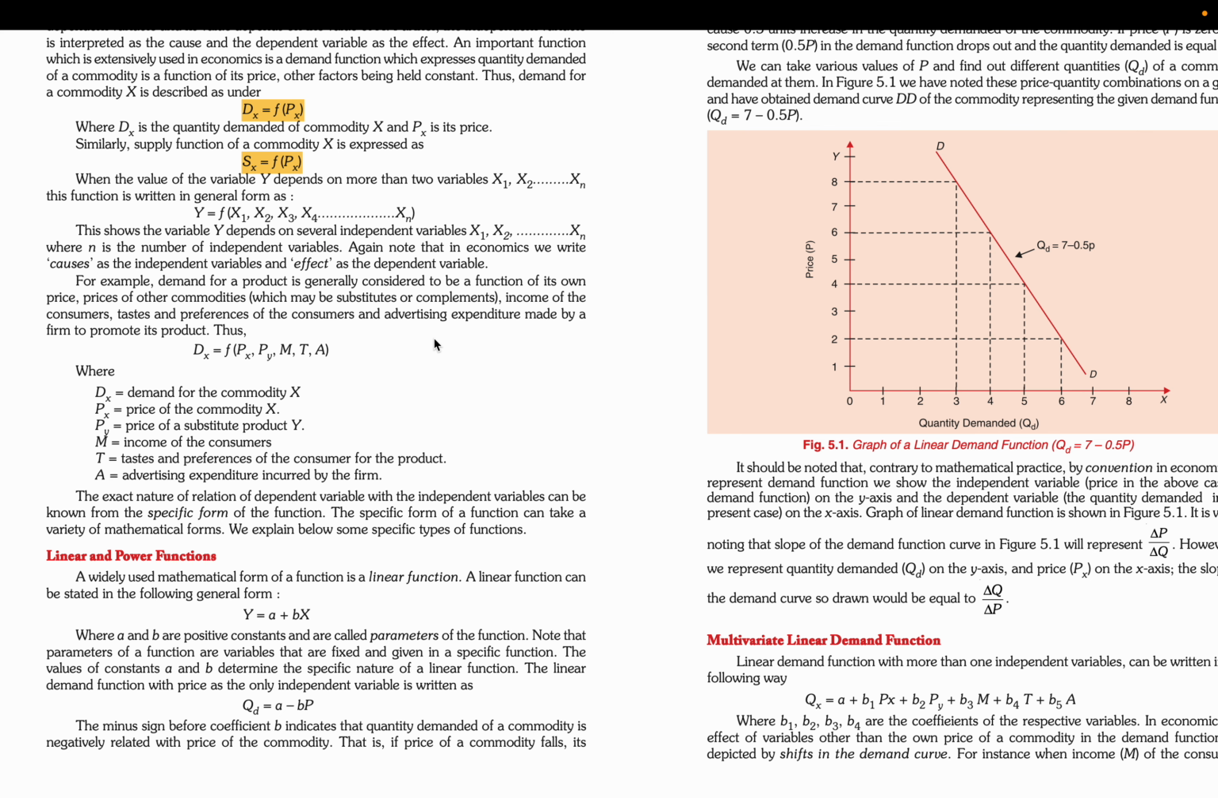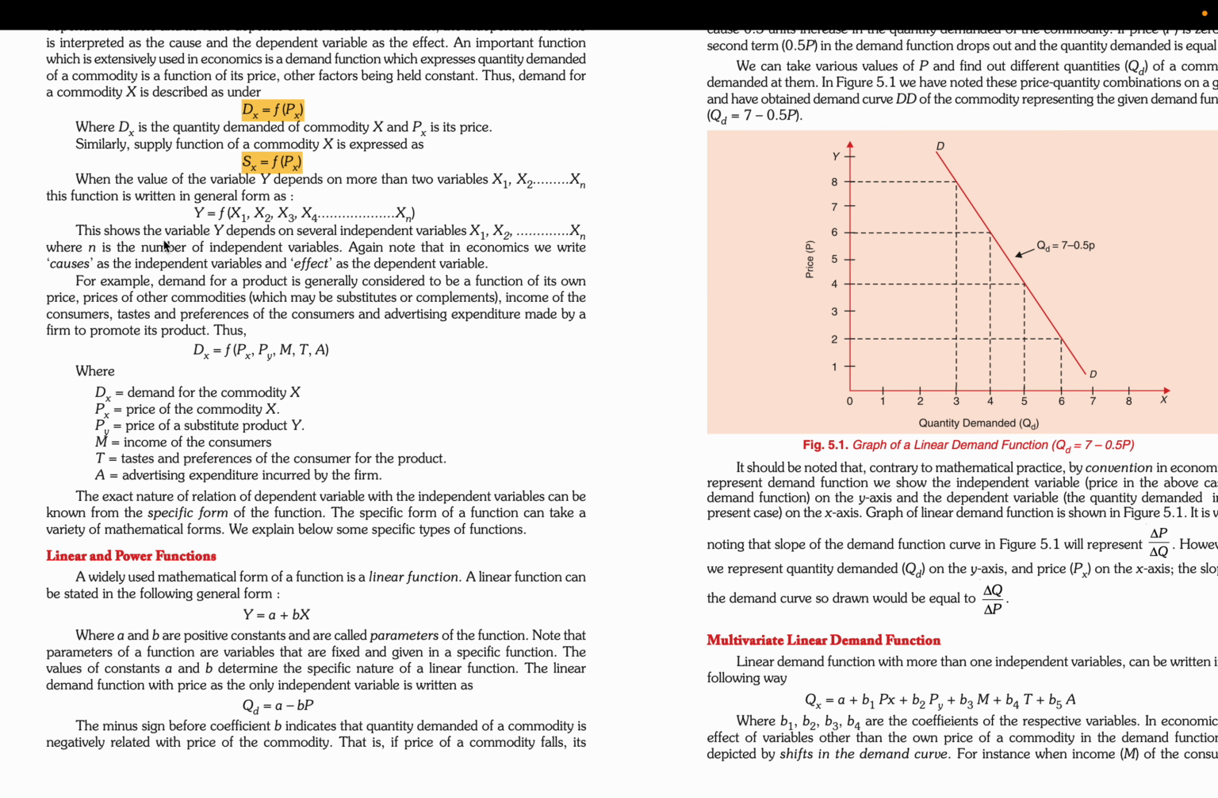Well, it's very intuitive, even very basic economics, that the demand of a particular good or the supply of that particular good is going to be a function of its price, ceteris paribus, which is other factors being held constant. When the value of a variable y depends on more than one variable, let's say x1, x2 to xn, this function is written in general form as y is a function of all the variables that it depends on.